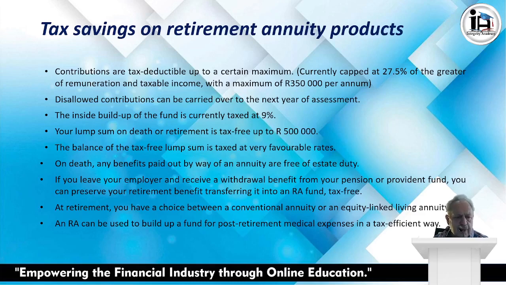On death, any benefits paid out by way of an annuity are free of estate duty, which means a retirement annuity is the same as a pension fund, so it does not go through the estate. If you leave your employer and receive a withdrawal benefit from your pension or provident fund, you can preserve this as a retirement benefit by transferring it into a retirement annuity fund, tax-free. At retirement, you have a choice between a conventional annuity or an equity-linked living annuity. You can also transfer the funds in a retirement annuity product to any provider that can provide you with an annuity income. An RA can be used to build up a fund for post-retirement medical expenses in a very tax-efficient way.